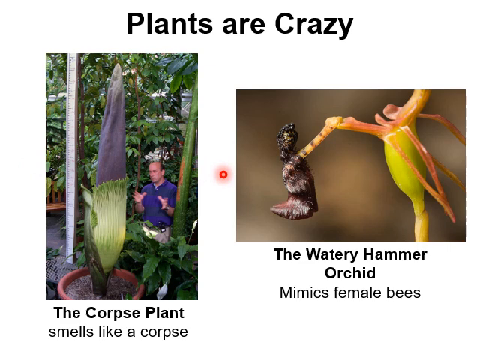And this plant does something equally crazy. In order to reproduce, it uses bees. But whereas most plants use bees by attracting them with some sort of sweet nectar or some sort of reward, what the watery hammer orchid does is it mimics a female bee. To a male bee, this apparently looks like a female bee. So a male bee flying by sees this thing, says, "Oh boy," and gets really aroused and goes and tries to mate with this pretend female bee, only to realize, oh, I've been duped. It's not actually a female bee. It's a part of this plant.